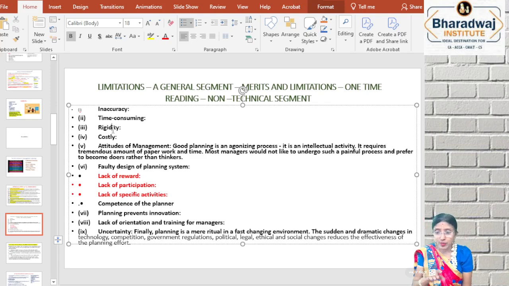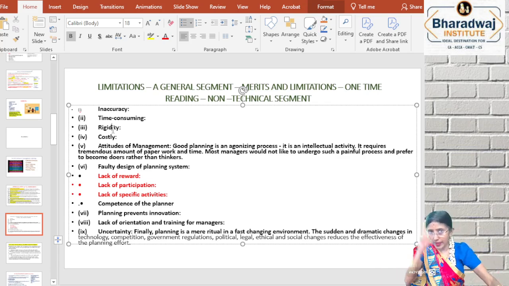Yeah, so please remember in limitations, we will counter our merits. It's normal. That's why I said you give a non-technical segment. We will say that planning makes things go quickly, but here we will write as limitation time consuming. How is it draining time? Because of several rounds of sitting deliberations. So in a critical way, you're seeing that.